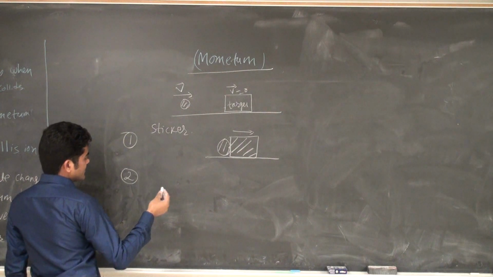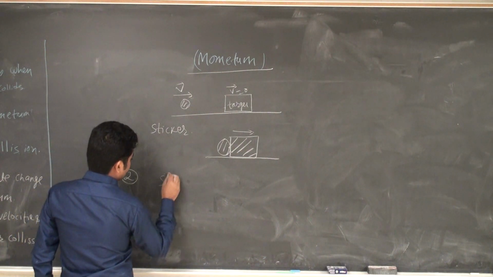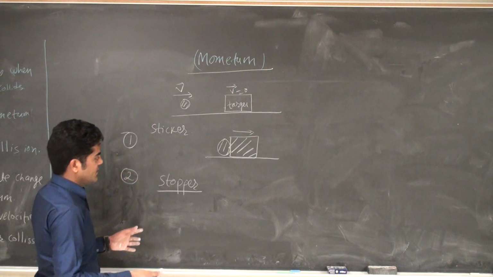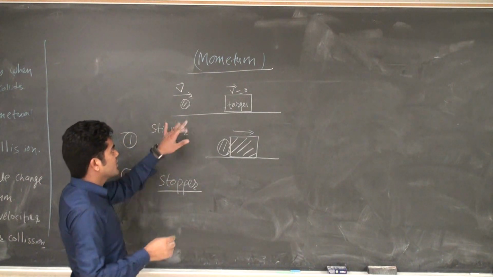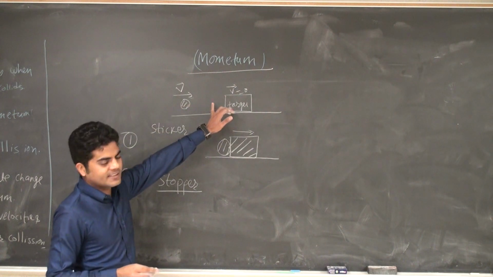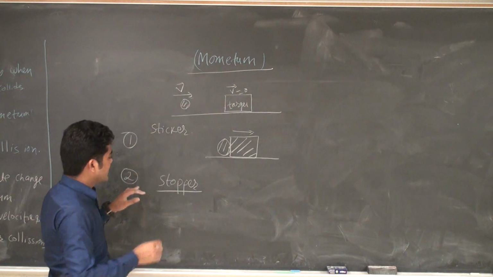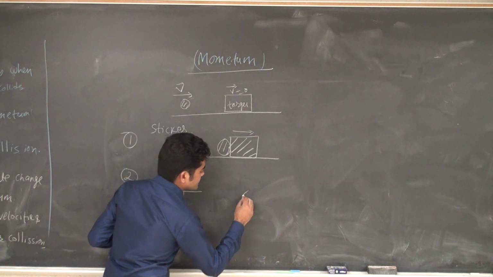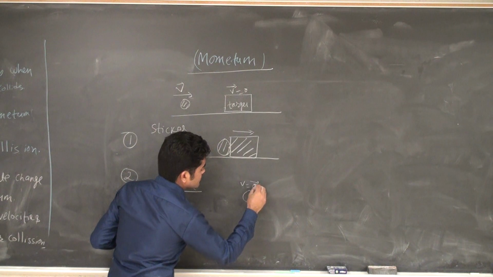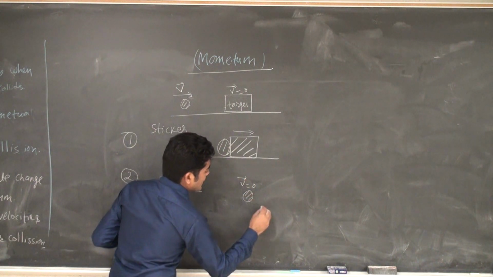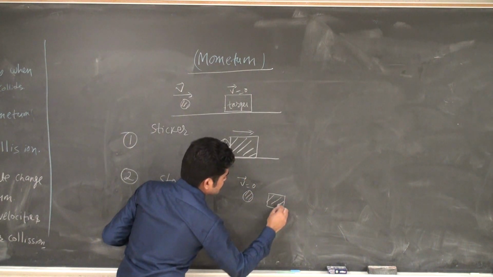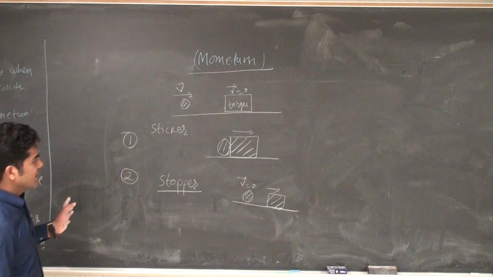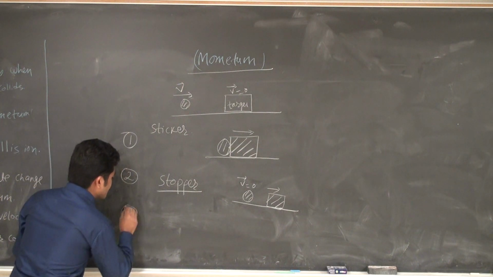The second case is the stopper. Before the collision the ball moves in this direction and the target is at rest. After the collision, in the case of the stopper, the ball stops and the target moves in the right direction. So this is the case of the stopper. And the third case is the bouncer.